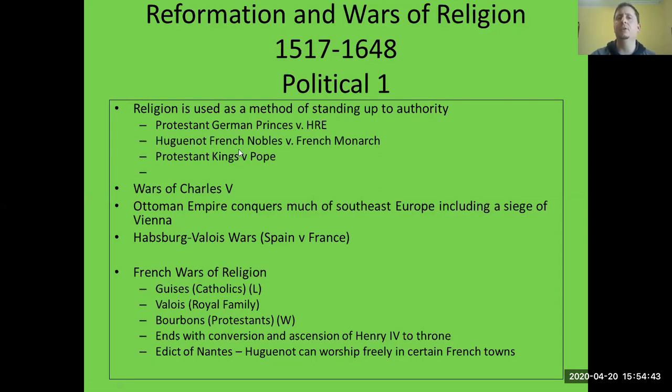We see the same thing with French Huguenots. The nobility in France, the percentage of Protestant nobility far outweighs the general proportion of Protestants in France. It's something like the general population is like 5% Protestant, whereas within the nobility it's more like 20%. And again, this just becomes a way for them to stand up to the French king, who is Catholic. And even when a Protestant, Henry of Navarre, becomes the king, he converts to Catholicism before his coronation.